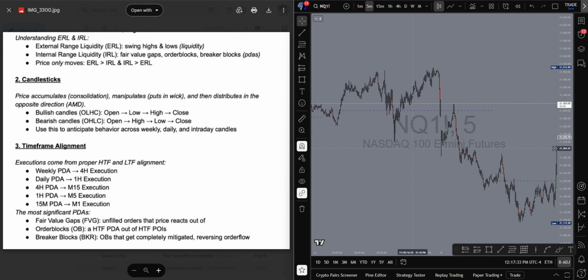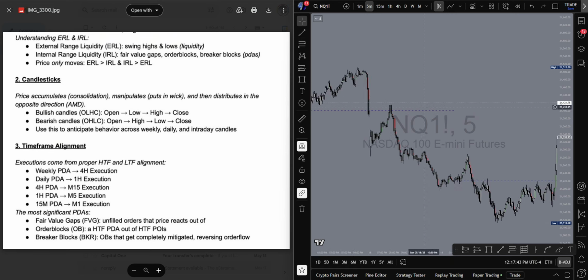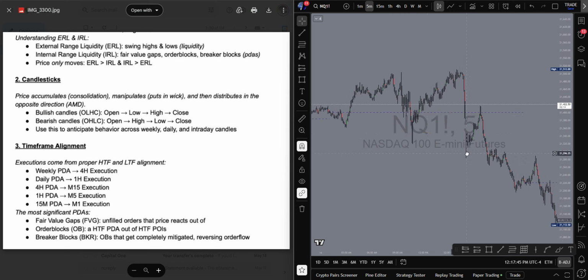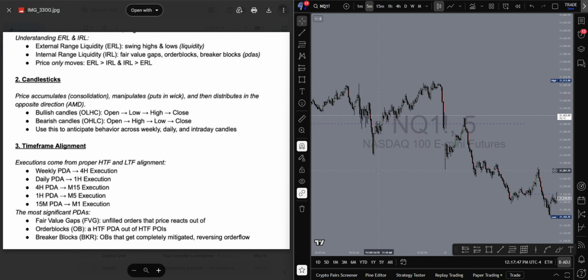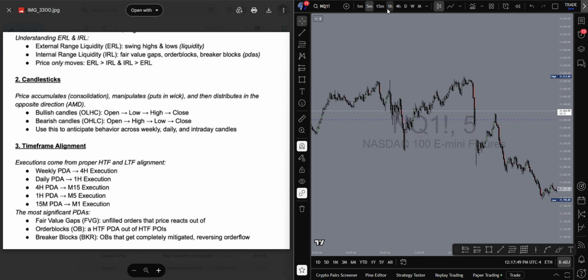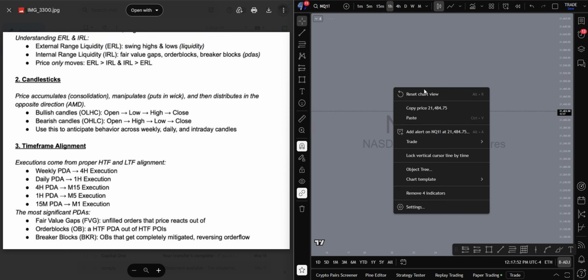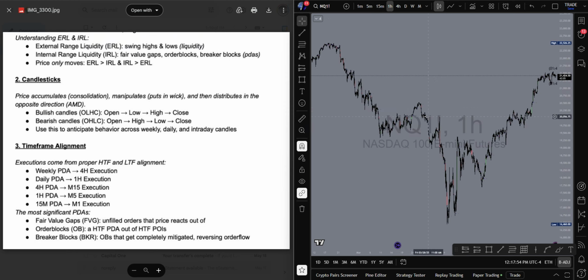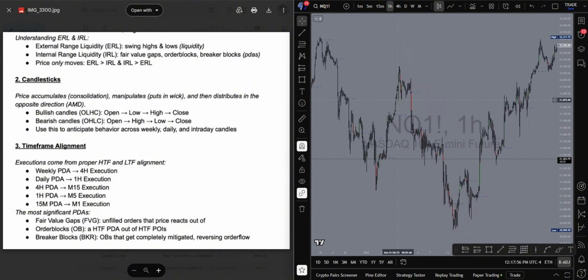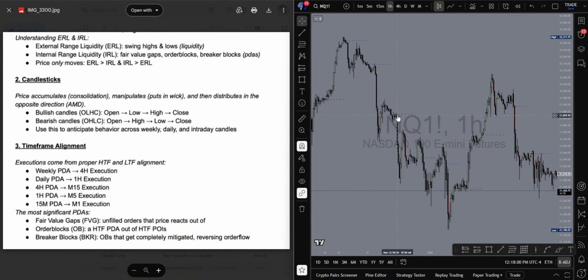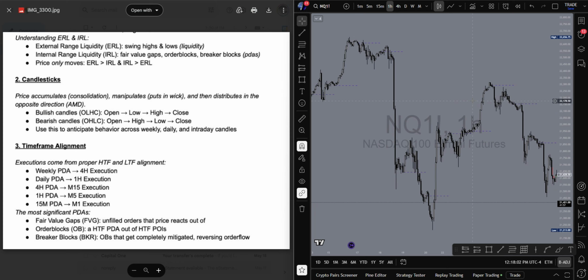But let's start with internal range of liquidity and external range of liquidity. So as you can see, ERL, external range of liquidity, is the swing highs and lows for our liquidities. So I'm going to try and see if I can show you guys a quick example with everything. I want to make sure that I'm getting different times because I feel like it's just targeting the same chart. You know what I mean? So I'm just trying to see if I can switch everything up.